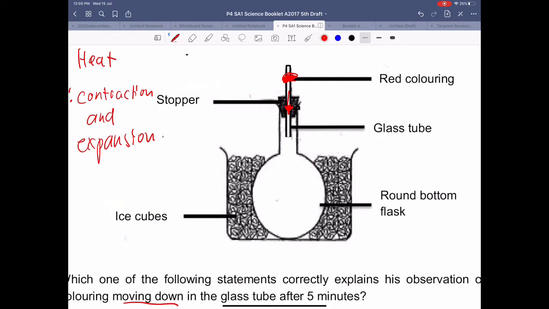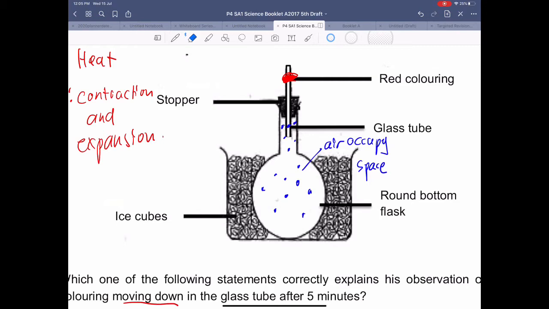So think, how come it's floating in the air? Because there is what? Very good. There is actually air particles inside here, air occupies space. So because air occupies space, it prevents the red coloring from going down. And so it's like floating in the air.